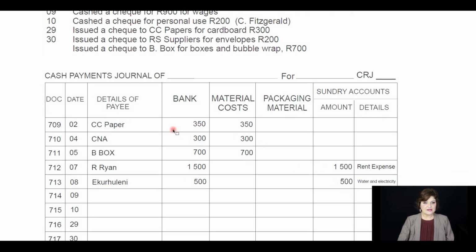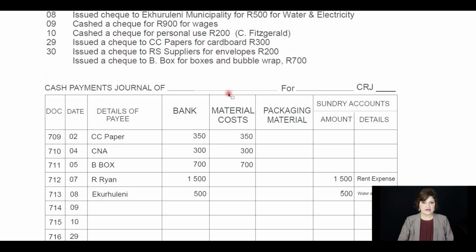Next, on the 9th, cashed a check for 900 Rand for wages. The two accounts are bank and wages. So let's have a look. The date is the 9th, the check number is 714. How do we get cash out of the bank? By using a check. Right, so remember when we have the check, it says pay to. So now we're not going to write wages. We're not going to pay to wages. We're going to write the word cash.